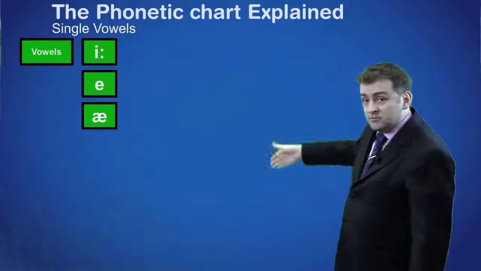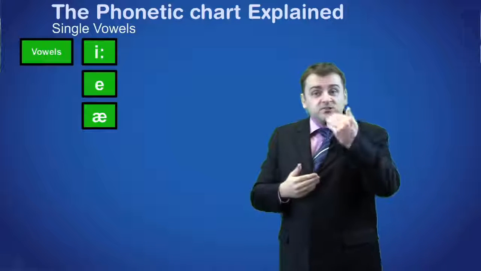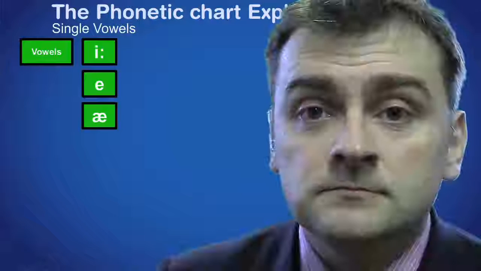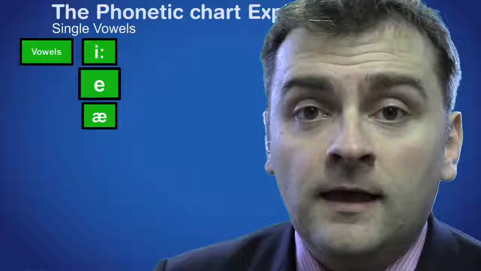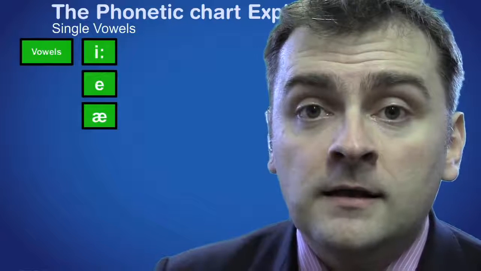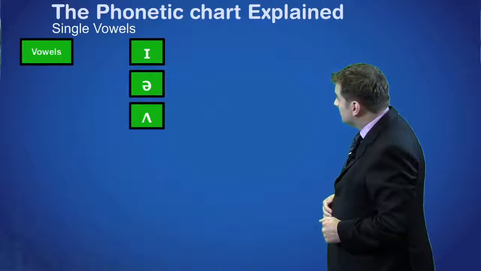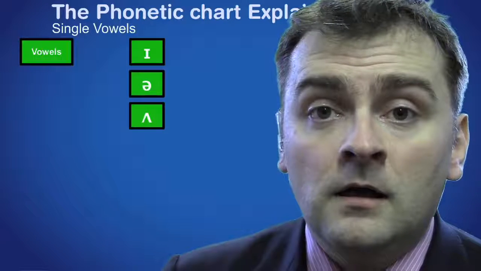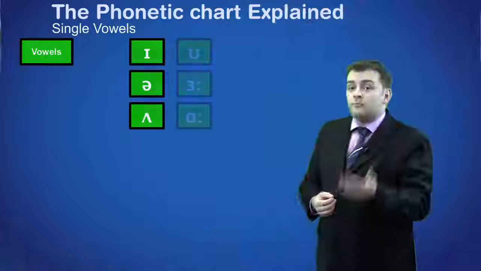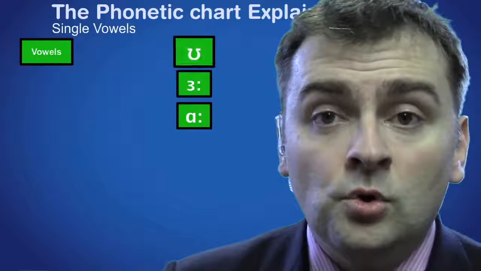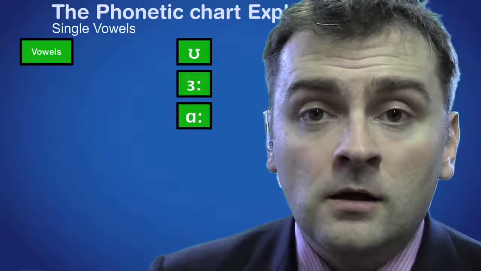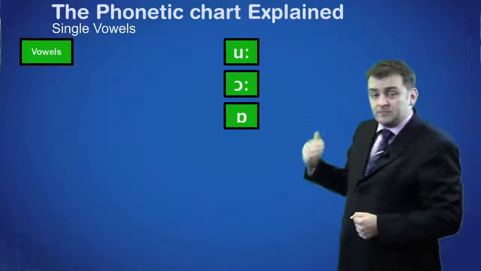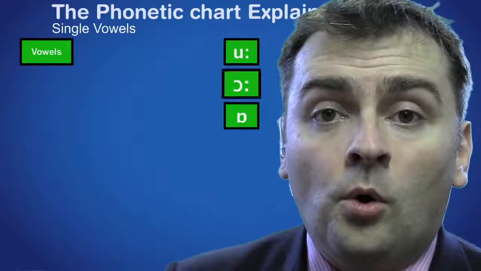The columns are also important because they give us an idea of the position of our tongue. With the left column, the tongue is at the front. E, A. Moving back a little, I, and A. Back a little more, U, Ah. And now finally at the back, Oo, O.